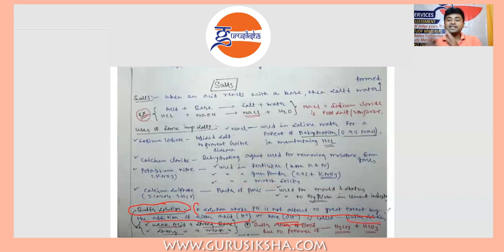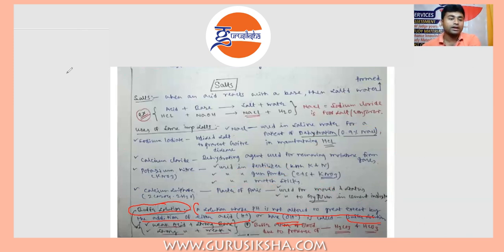That means a solution whose pH is not altered to a great extent. The solution whose pH is not altered to a great extent by the addition of either acid or base. That means, suppose you connect an acid with a base, at that time the nature of the base has to be opposite of the acid. When you combine a weak acid with a strong base, a buffer solution is made. Similarly, when you combine a strong acid with a weak base, this is called a buffer solution.